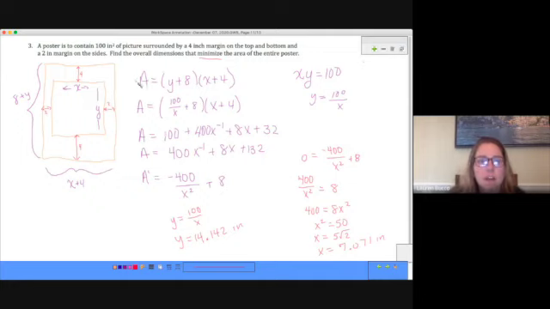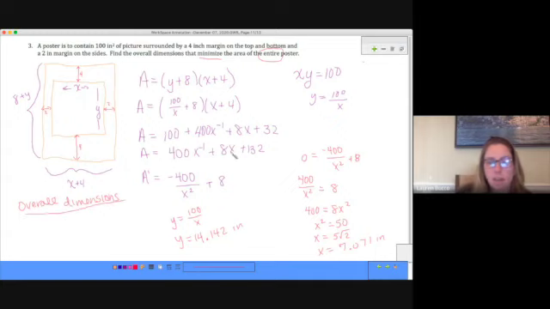So let me see if I have my final answer. Remember, we found x and we found y. So x is just this part right here, and y is right here. That's my poster, not including the frame. The question is asking me, find the overall dimensions that minimize the area of the entire poster. So now I need to give my overall dimensions. I've got to add in the border. So always go back and make sure you're answering the full question.